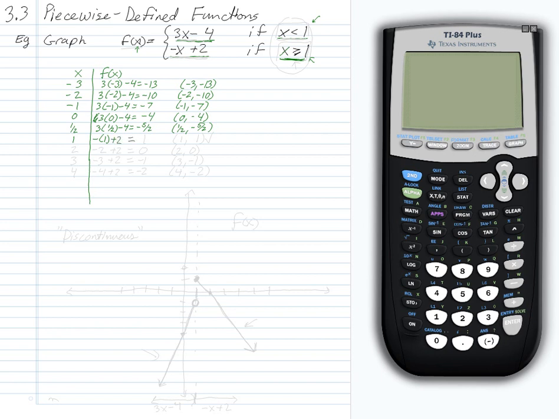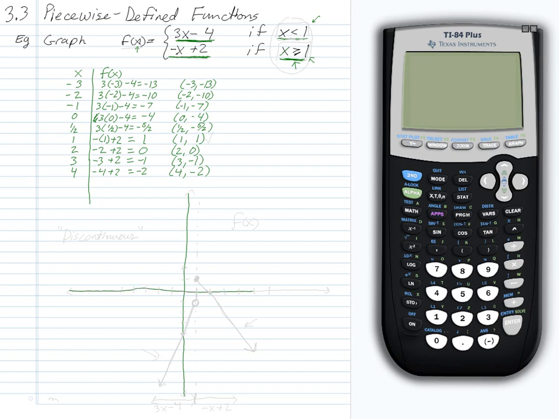-1 plus 2 would give me 1. 2 is also greater than or equal to 1, so -2 plus 2 equals 0. 3, -3 plus 2 equals -1, and so on. So we get all these points: 2, 0; 3, -1; 4, -2, and we can see that that behavior is going to continue. All of the points to the right of 1 are going to lie on the line -x plus 2. And all of the points to the left of 1 are going to lie on the line 3x minus 4. So generally speaking, you don't really always need to come up with a table.